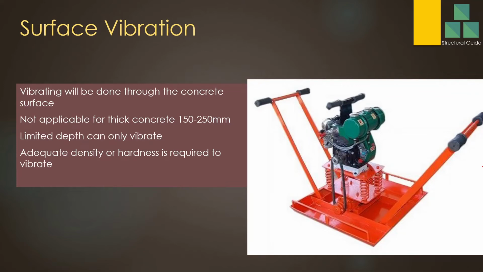Surface vibration. In this method we vibrate the concrete surface to get the compaction of the concrete. This is not applicable for thick concrete. It may be limited to 150 to 250 millimeter thick concrete. Due to this limited depth, we may use it for vibrating concrete in slabs, or maybe road construction. We may use this method.